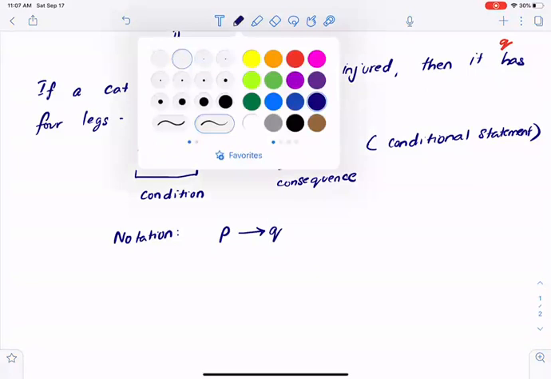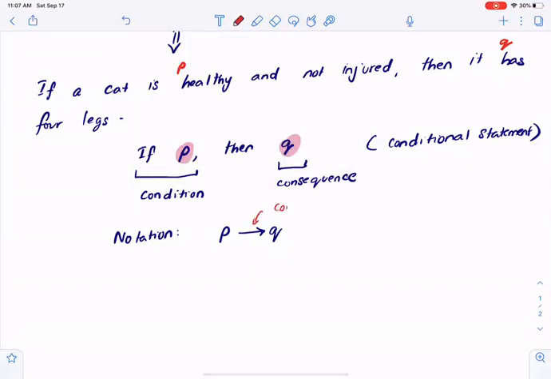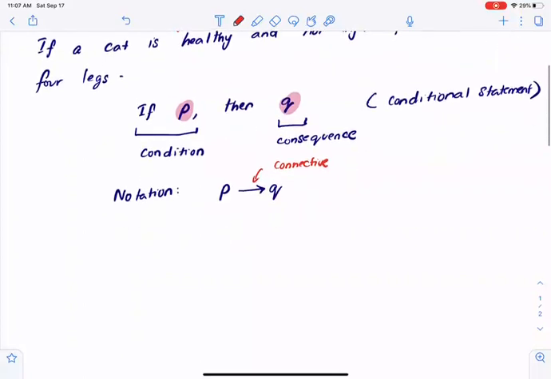So why do we call it a connective? Well, the consequence is connected to the condition. If the condition doesn't happen, you wouldn't have the consequence. If the cat is not healthy and injured, if that failed, then I can't say cats have 4 legs. So if there is a connection, it simply means one has to happen to get the other.